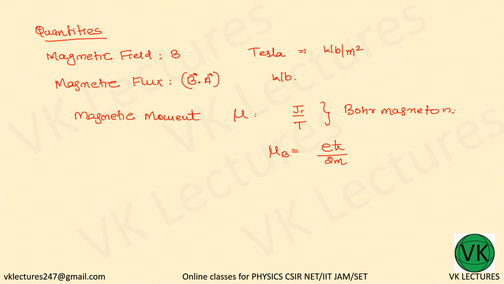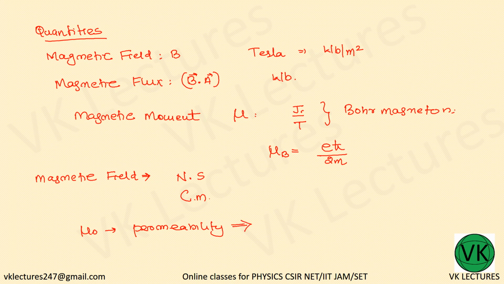Some other units for magnetic field are Newton second or Coulomb meter. And mu naught is permeability. It has nothing to do with the magnetic moment. Permeability, that's 4 pi into 10 to the power minus 7 Weber per ampere meter. And the h cross unit is joules second.